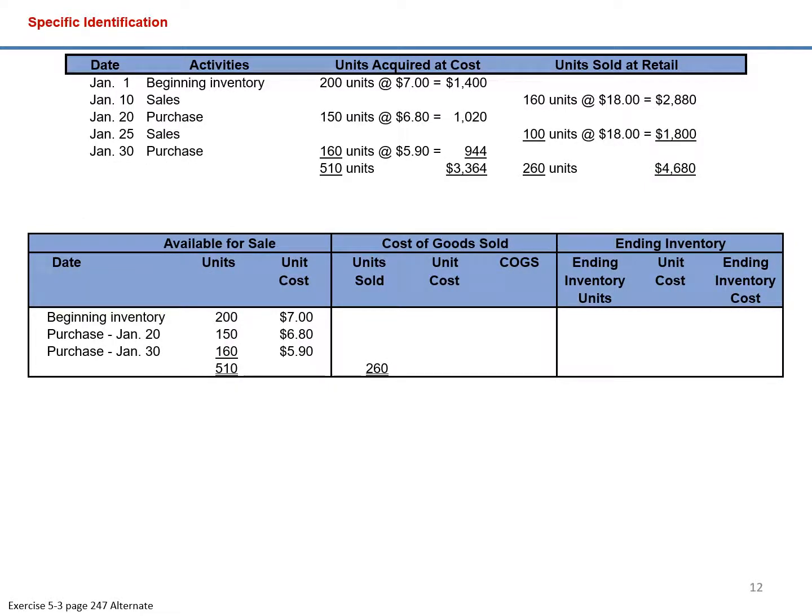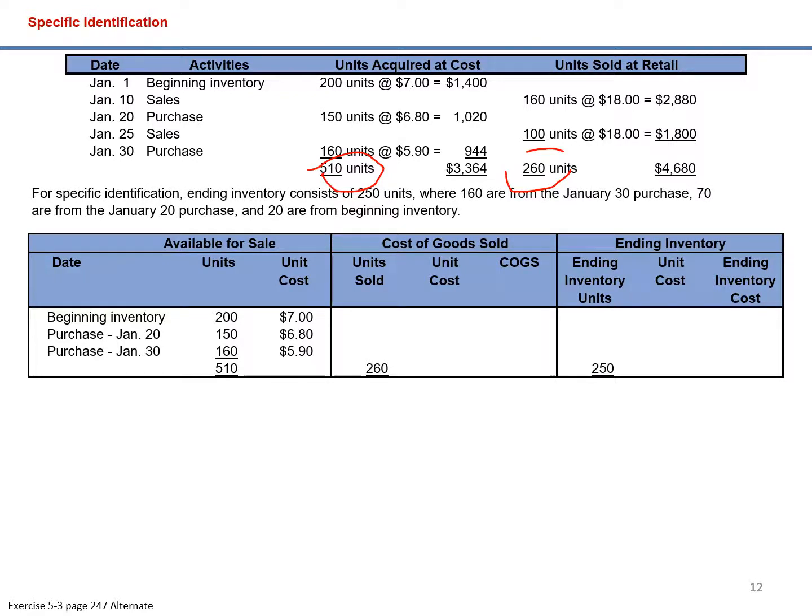Okay, so under the specific identification, we have 260 units that are sold, which means we've got 250 left in the ending inventory. 510 less 260 is 250. They tell us that for specific identification, our ending inventory has 160 units from the January 30th purchase, 70 from January 20th, and 20 from beginning inventory, which means 200 available for sale less 20 is 180 in cost of goods sold. 150 less 70 is 80. 160 less 160 in ending inventory is 0.